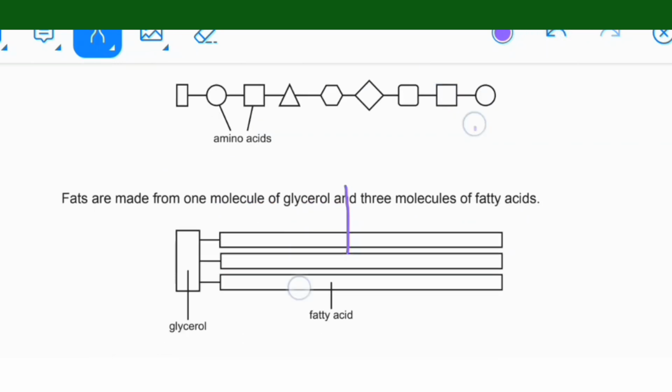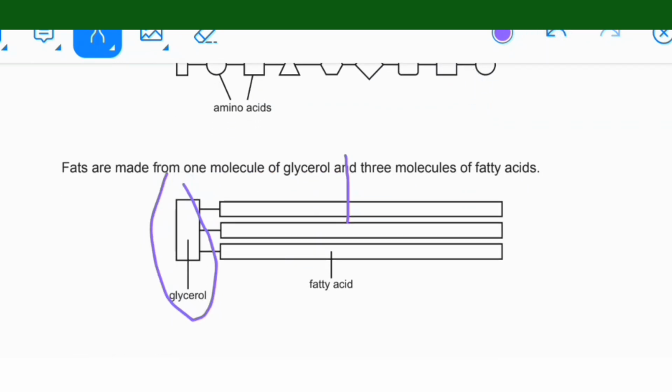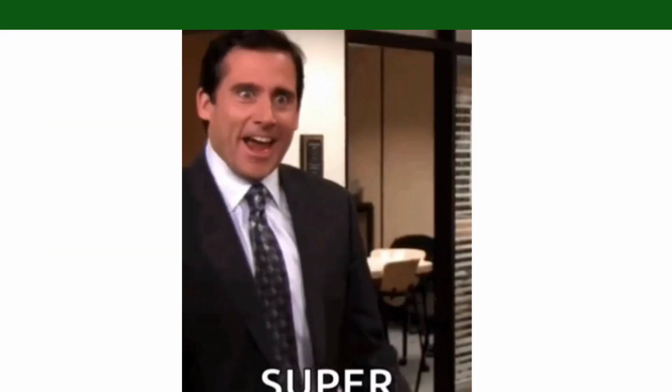Then fats contain 1 glycerol and 3 fatty acid units. This is basic organic chemistry. So fats contain 1 molecule of glycerol and 3 molecules of fatty acid. So that's all for the quick one shot on nutrition.